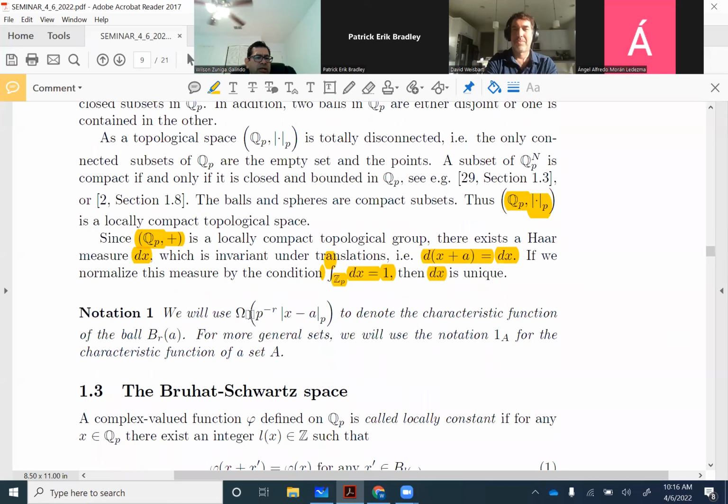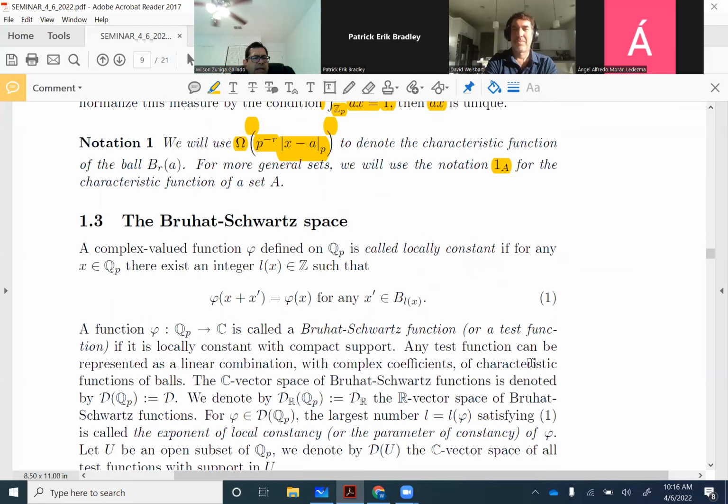Okay, I'm going to use this notation, this capital omega, to denote the characteristic function of the ball of radius p^r at center a. For more general sets, I'm going to use this notation for the characteristic function.